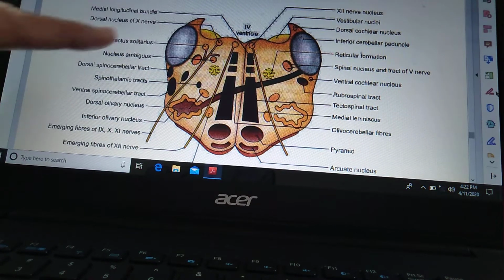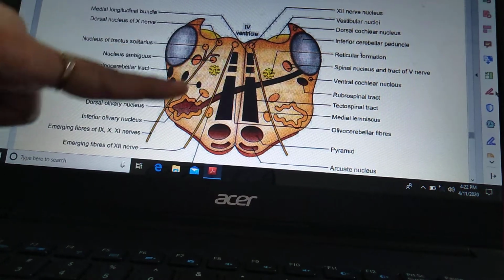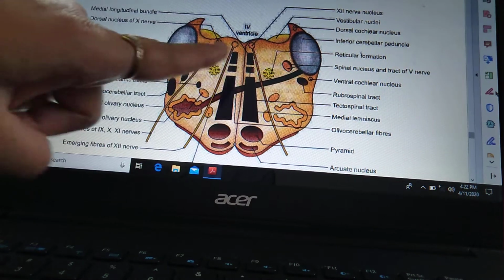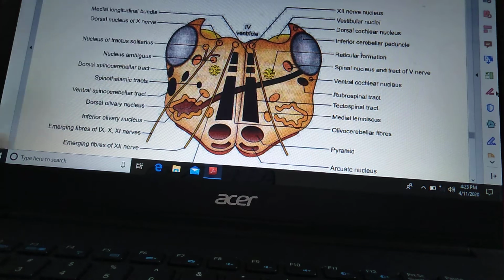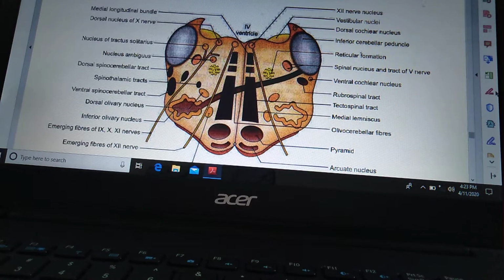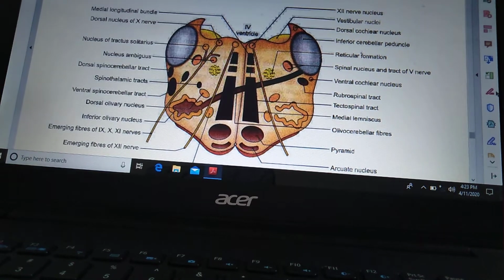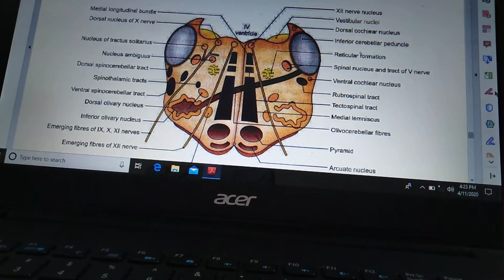And on the side here, you can see in the anterolateral parts numerous tracts, right? On both sides you can see the spinothalamic tracts, dorsal spinocerebellar tracts, ventral spinocerebellar tracts. All these tracts are present in the anterolateral aspect. They also form part of the white matter at this level. Okay, so this is the gray and white matter present at the level of the upper part of the medulla, that is the floor of the fourth ventricle.